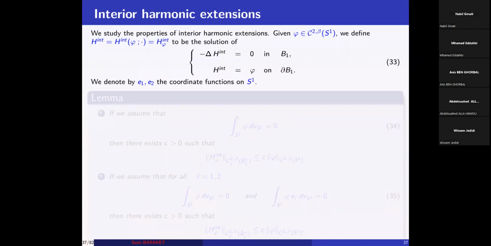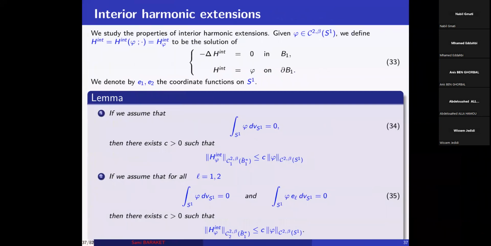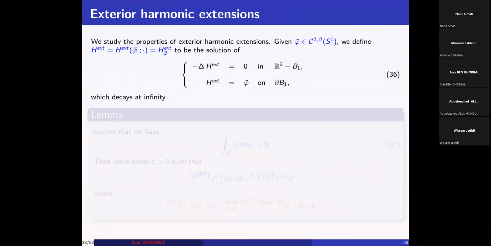Now, we have to introduce some harmonic function on B1 with an arbitrary data on the boundary. So if we kill the first mode and the second mode, then the function h is in C^(2,beta)_2, and we have the following estimate. This interior harmonic function and exterior harmonic function, we will use in order to glue the solution obtained in some small balls and outside these small balls.